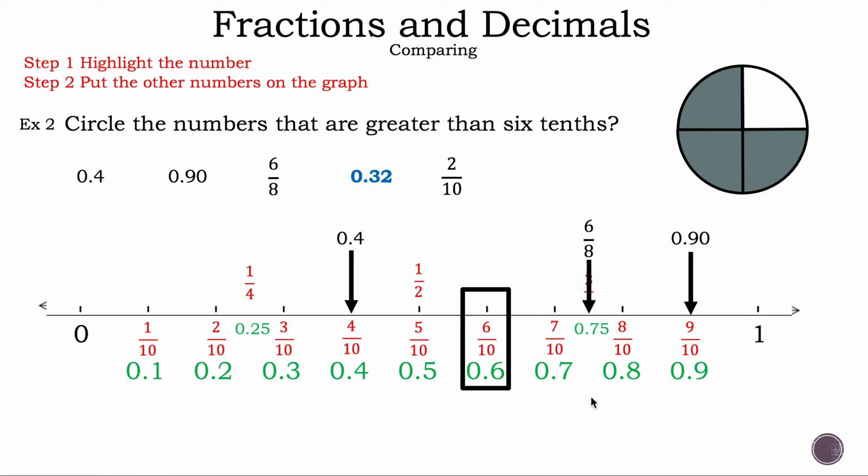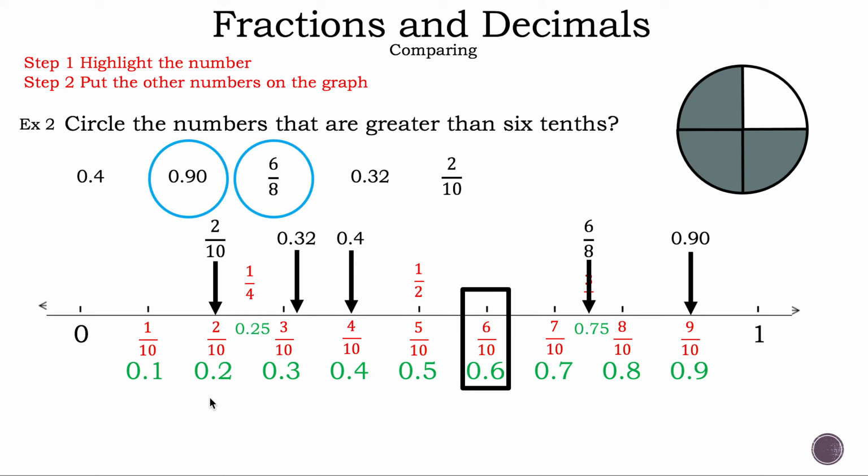Okay, now we're going to go ahead and take a look at 0.32. Where is that exactly? It's in between 0.3 and 0.4. So put it on the graph. And then finally, we're going to take a look at 2/10. And now we need to look at the fraction. 2/10 is right there. Put it on the graph. Now we need to circle the numbers that are greater than 6/10. There's only 2 of them. And it's 0.90 and 6/8.